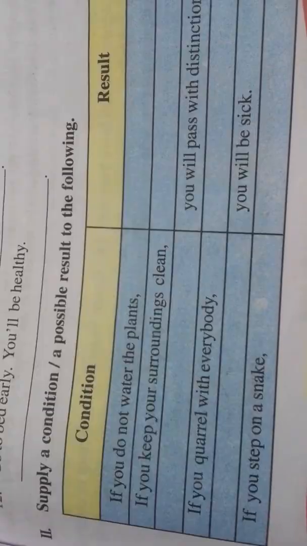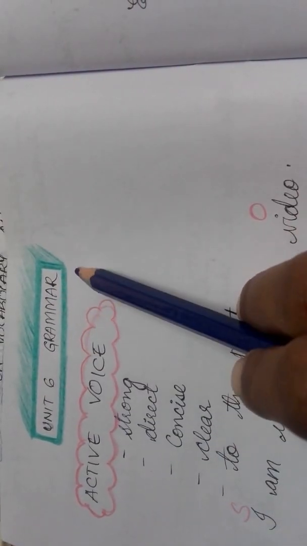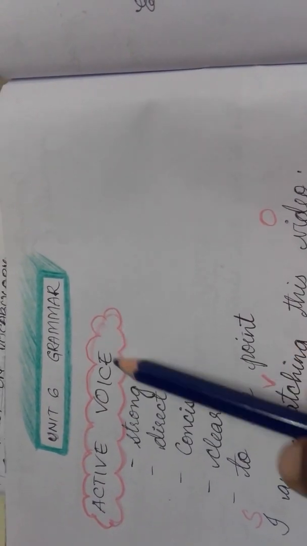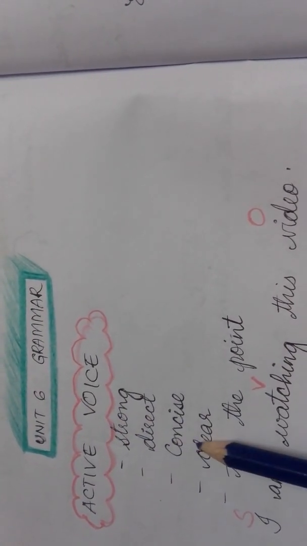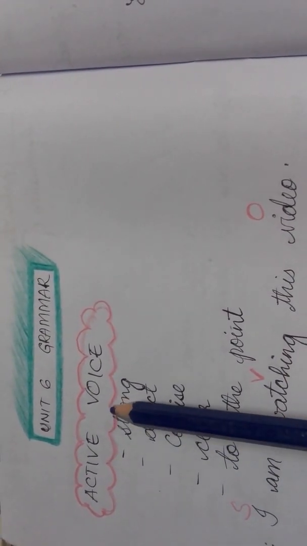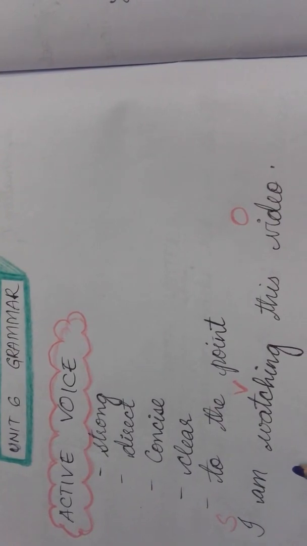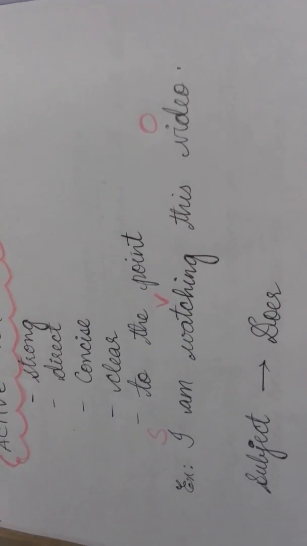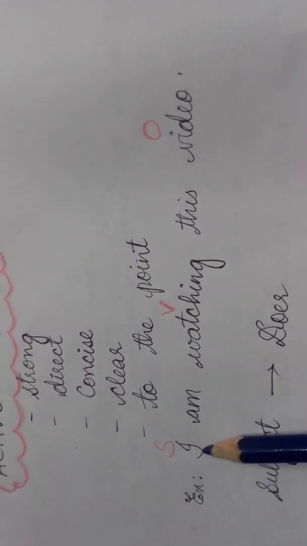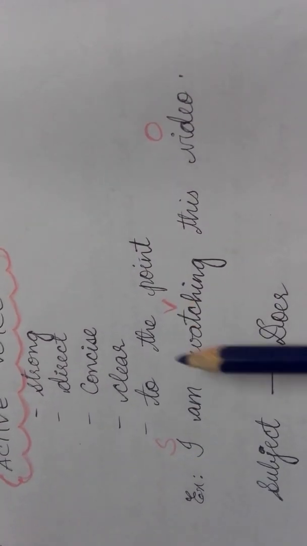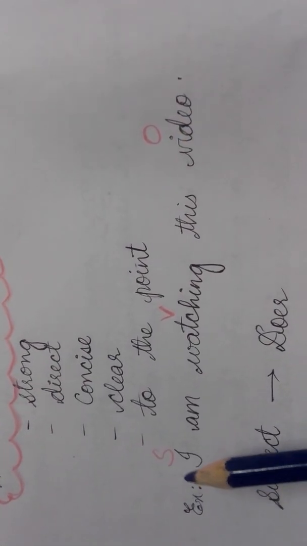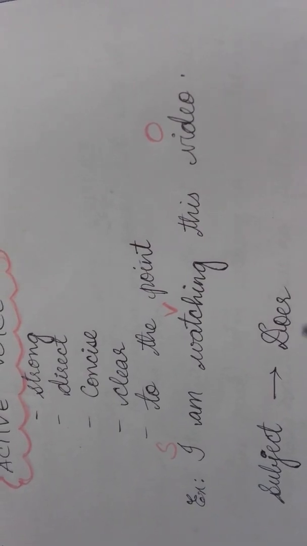Okay, children? So here unit 6 grammar, you have learned how to write active voice and passive voice. When you want to convey something strongly, directly, concisely, clearly to the point, then we are going to use the active voice. And here the subject is the doer. Okay. I am watching this video. I is the subject, watching is the verb, and video is object. I is the subject, and so here the subject is the doer.